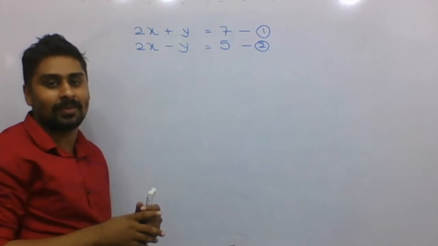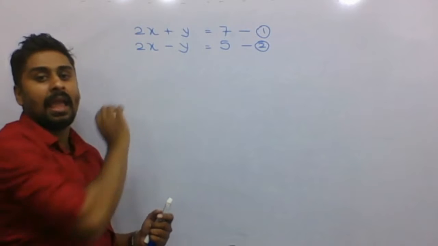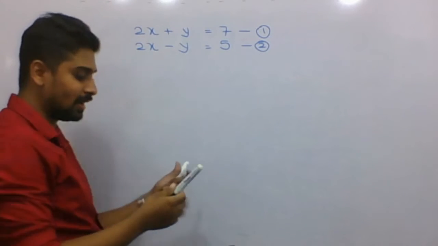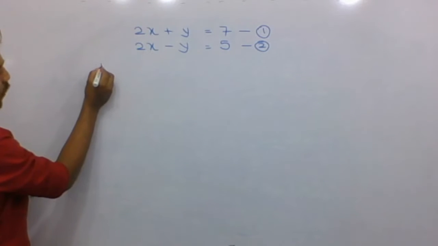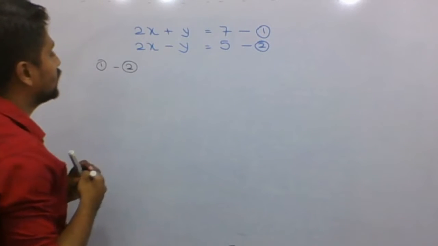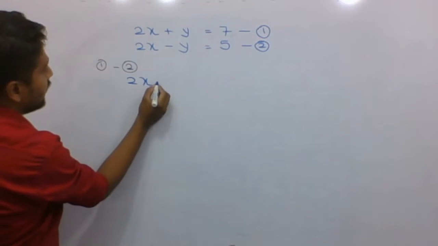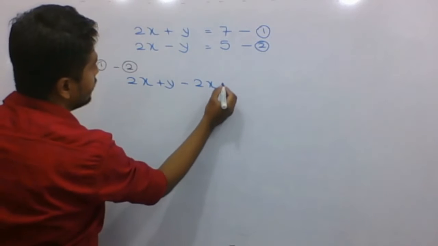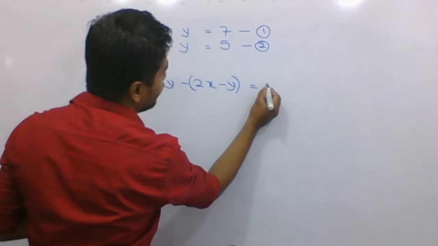2x plus 2x is 4x. We know the signs are the same, both positive, so adding won't remove it. Then what we have to do is subtraction. That means equation 1 minus equation 2. I will write it here: 2x plus y minus (2x minus y) in the brackets. Then here, what is it?